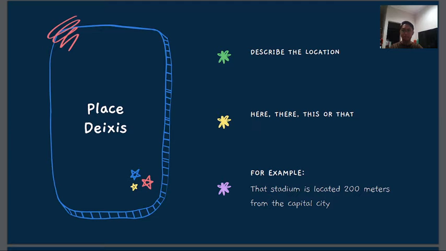The second one is place deixis. Place deixis is the use of general words or phrases to tell or point to a location, which is based on place reference. The concept of distance in this type of deixis is where the relative location of people and things are being indicated. It uses a set of demonstrative determiners such as here, there, this, or that. For example, "That stadium is located 200 meters from the capital city."